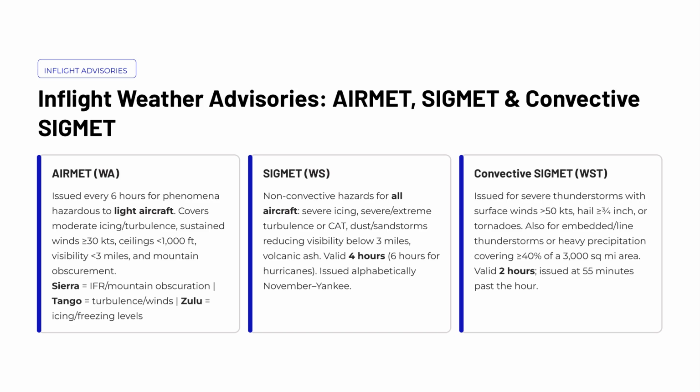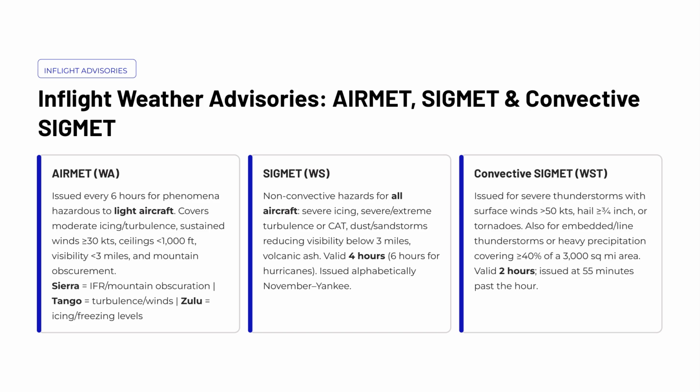SIGMETs, using the WS identifier, step up in severity and apply to all aircraft, not just light ones. They cover non-convective hazards such as severe icing, severe or extreme turbulence, clear air turbulence, dust or sandstorms reducing visibility below 3 miles, and volcanic ash. SIGMETs are valid for 4 hours, or 6 hours when associated with a hurricane, and are issued alphabetically from November through Yankee. Convective SIGMETs represent the most urgent thunderstorm-related hazards.